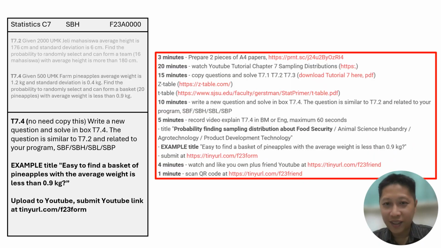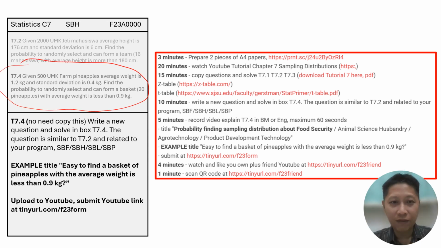Question 7.4. You are going to create a new question which is quite similar to 7.2. 7.2 is the green color problem. We're going to use the sampling distribution formula to solve. For example, you can write your problem like: given UMK farm has 500 pineapples and the average weight is 1.2 kg. Standard deviation is 0.4 kg.